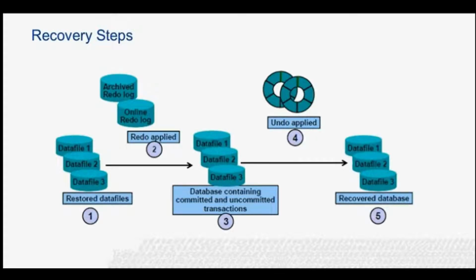Recovery steps. First, damaged or missing files are restored from backup. Second, changes from the archive redo log files and online redo log files are applied as necessary. Undo blocks are generated at this time. This is referred to as rolling forward or cache recovery. Third, the database may now contain committed and uncommitted changes. Fourth, undo blocks are used to roll back any uncommitted changes. This is known as rolling back or transaction recovery. Fifth, the database is now in the recovered state.